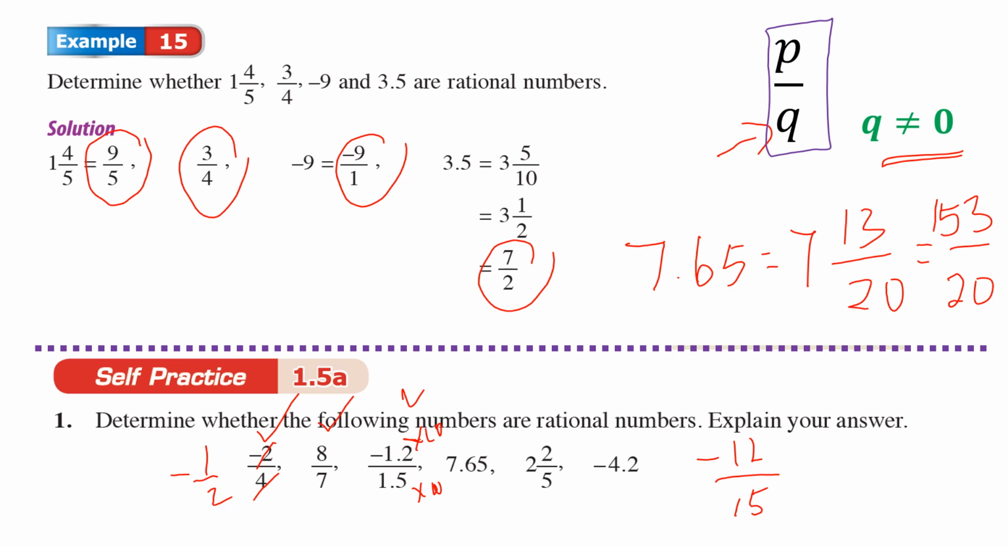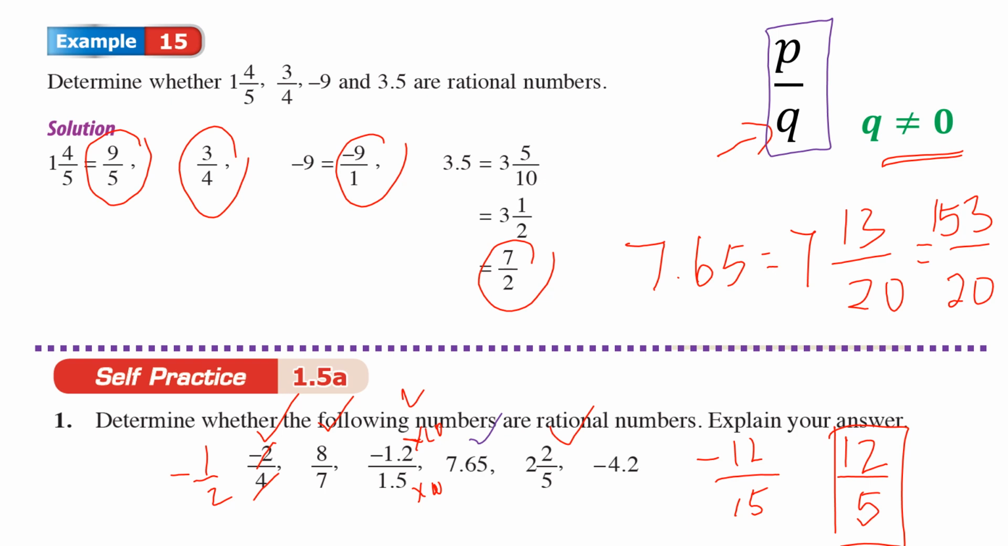Alright, so this one is a rational number. How about 2 and 2 over 5? We can change it as well, right? 2 and 2 over 5, we change it into fraction form. It will become 12 over 5. Yep, it is in the form of P over Q. Yes, this is a rational number as well.